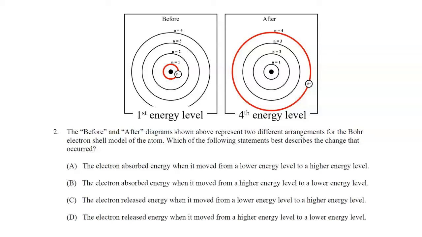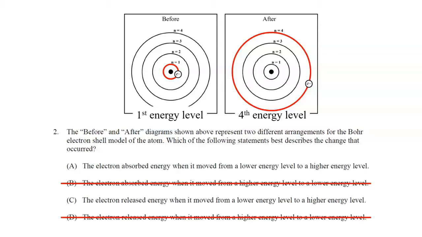And so based on that information in those 2 diagrams, we can go ahead and read the 4 choices, and we can already eliminate choices B and D, because it says that the electron moved from a higher energy level to a lower energy level in choice B, as well as in choice D. Again, it says moved from a higher energy level to a lower energy level, and that's not what's happening. So now we know that the correct answer to question 2 is either A or C.